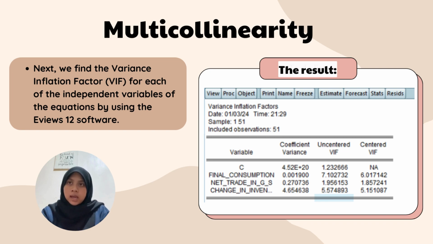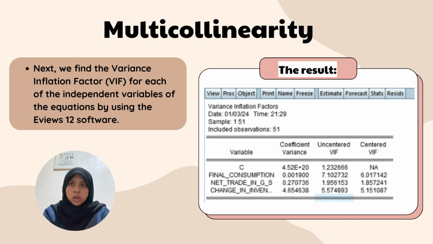Meanwhile, net trade has the lowest VIF value among the independent variables, with 1.857 as the value of the VIF, which indicates that net trade is not highly correlated with other independent variables. This is a positive and good sign regarding multicollinearity. Lastly, the change in inventory has a VIF value of 5.151, indicating some moderate relation between change in inventory and other explanatory variables. Similarly to final consumption, there is an influence of other variables.